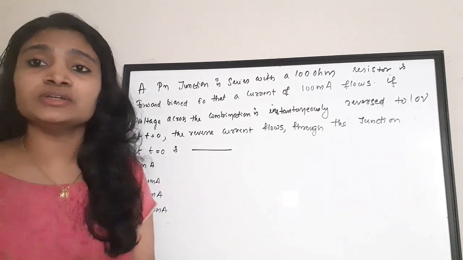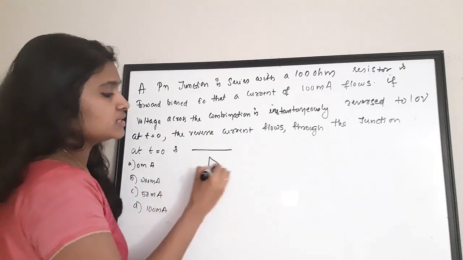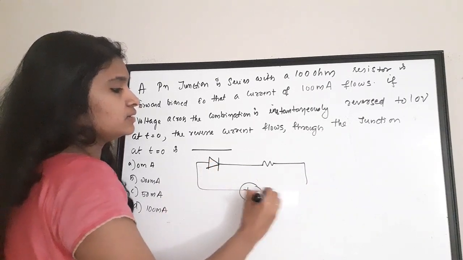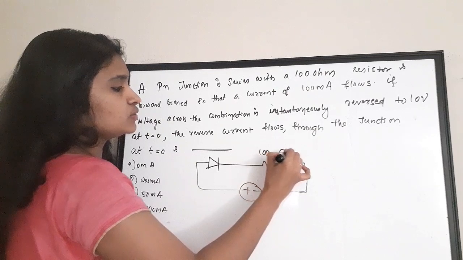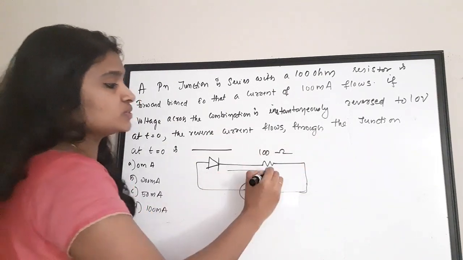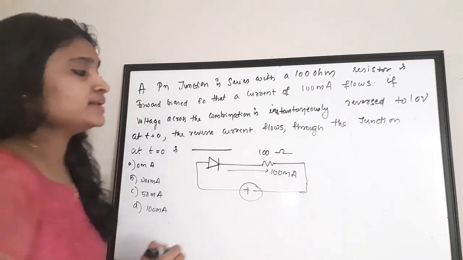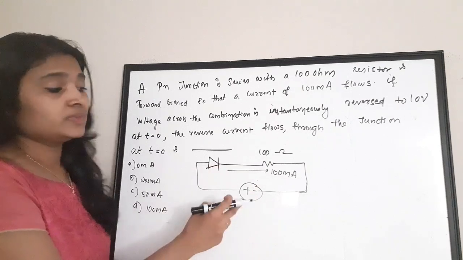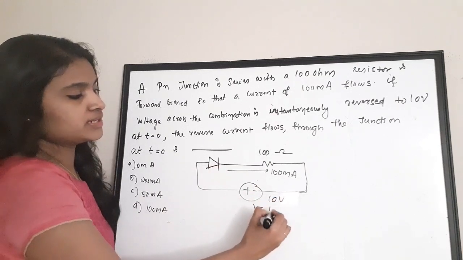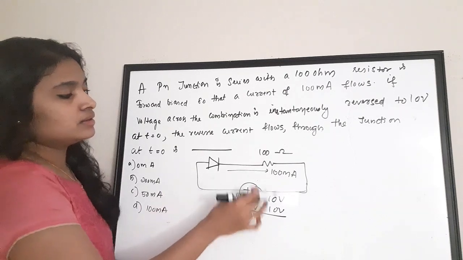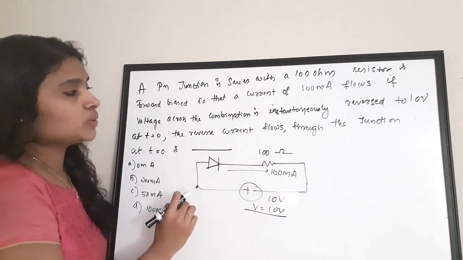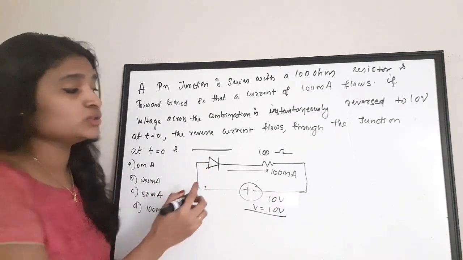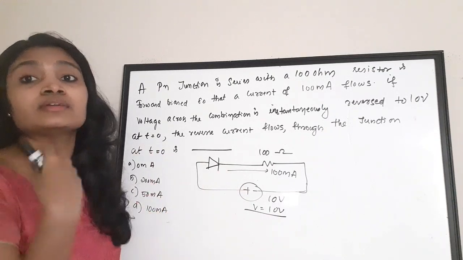To do this question, first we will try to draw the figure. So there is a PN junction, there is a resistance in series, and there is some voltage applied. Okay, the value of this resistance is 100 ohm, and the current flowing through the circuit is 100 milliampere, and it is said that the voltage is instantaneously reversed to 10 volt. So the voltage is now 10 volt, and the polarity is reversed. Okay, so this diode will be in the reverse condition, and there is some reverse current flowing through this diode. We need to find the value of that reverse current.